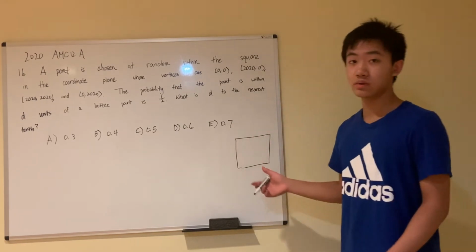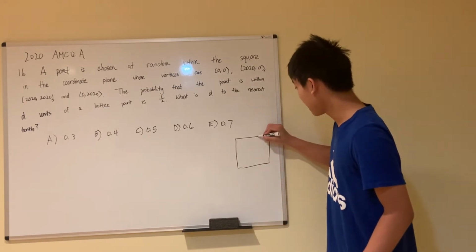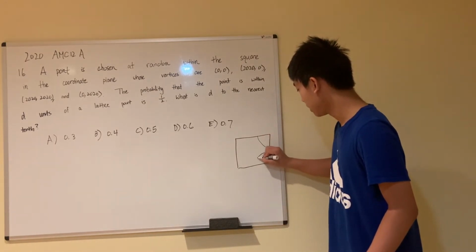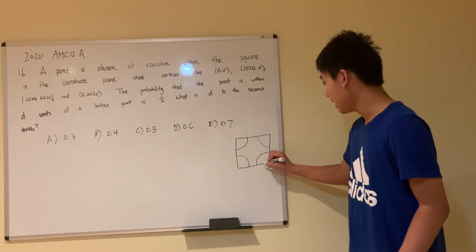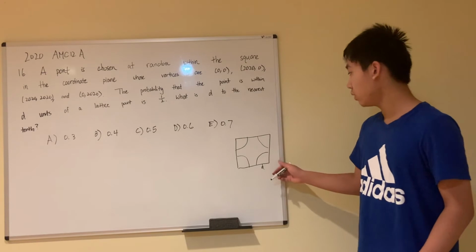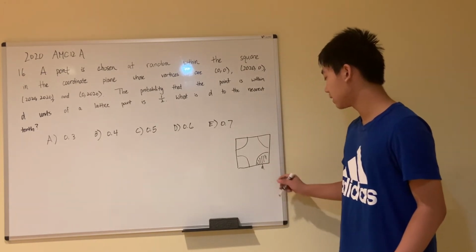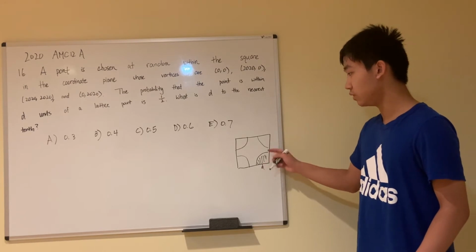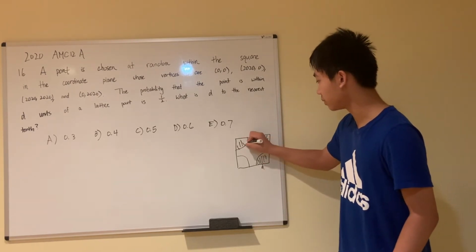In this 1 by 1 square, the 4 vertices are all lattice points. So we're going to have these quarter circles with the center at the lattice points and radius d, which indicates that all of this area right here is within d units of this lattice point. And the same with all these lattice points right here.